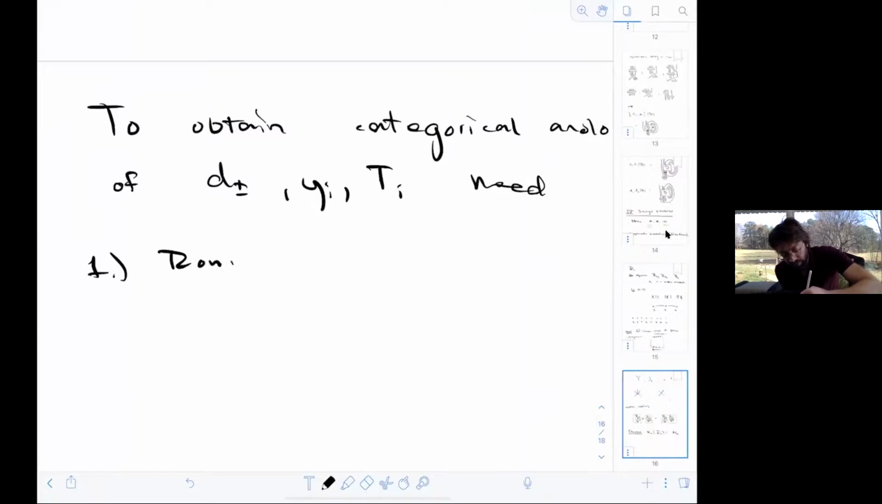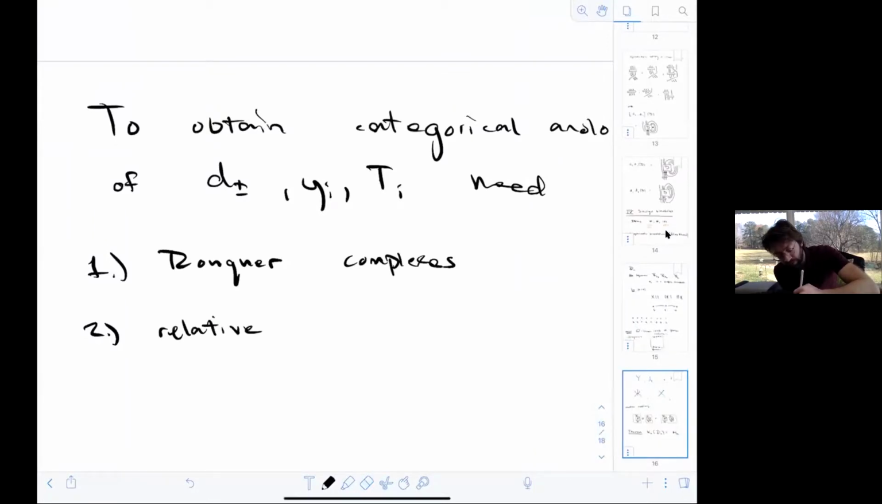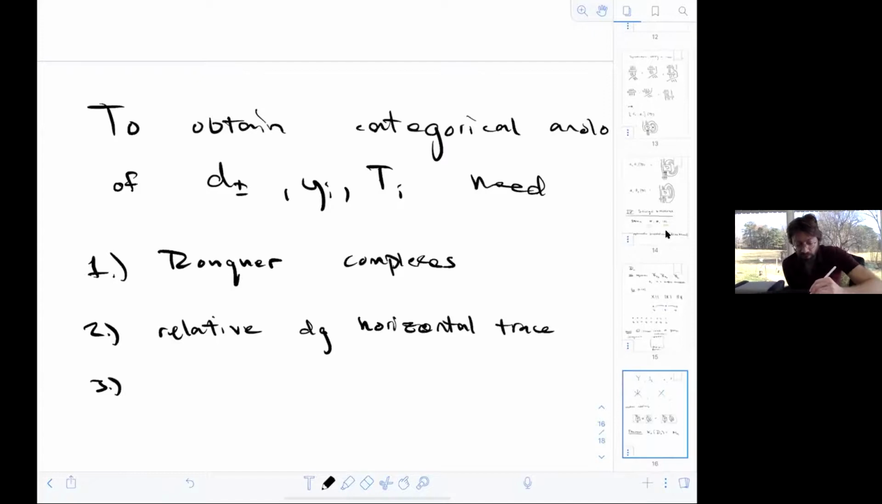the categorical analog of these generators T_i are provided by Rouquier complexes. The categorical analog of Hochschild homology is given by some DG version of horizontal trace, relative DG horizontal trace. So this is one of them, technically the heaviest part of the construction. It's a relative version of some DG horizontal trace of SBim. We need a categorical notion of these symmetrizers.